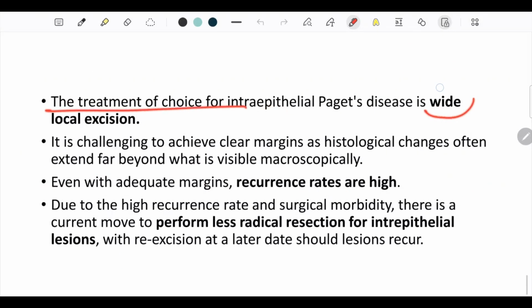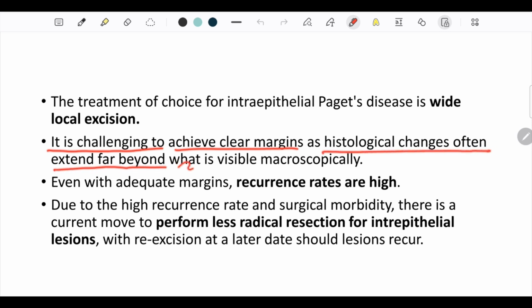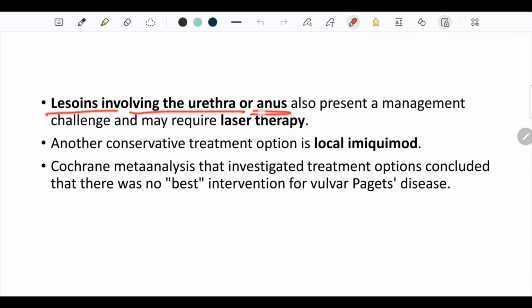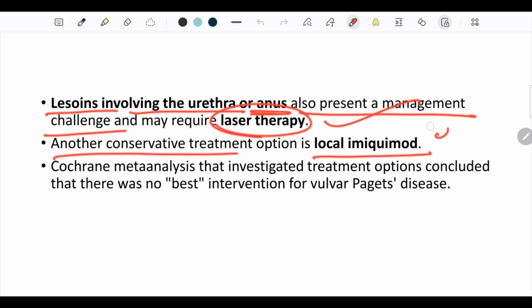Treatment of choice is wide local excision. It is challenging to achieve clear margin, as histological changes often extend far beyond what is visible macroscopically. Even with adequate margin, recurrence rates are high. Due to high recurrence rate and surgical morbidity, there is a current move to perform less radical resection for intraepithelial lesions, with re-excision at a later date. Lesions involving the urethra or anus also present a management challenge and may require laser therapy. Another conservative option is local imiquimod.